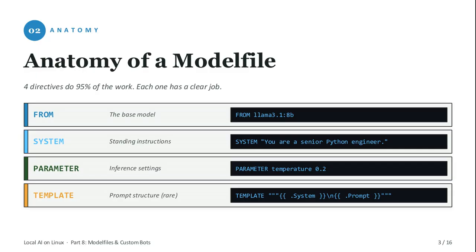Now let's look at what actually goes inside one. 4 directives carry almost all the weight. FROM picks your base model, Llama 3.1 8B, Mistral, whatever you've already pulled. SYSTEM is your standing instruction, the persona that loads with every chat. PARAMETER tunes inference knobs like temperature, and TEMPLATE reshapes the prompt structure itself. You'll rarely touch it since the base model usually ships with a sensible default.